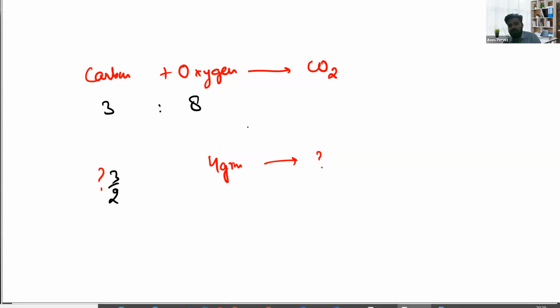Okay. And first of all, 3 plus 8, you will get 11 grams. Now 3/2 plus 4, you will get 5.5. You will get half of this. So 5.5 grams of carbon dioxide will be formed. Got it? Yes, sir.